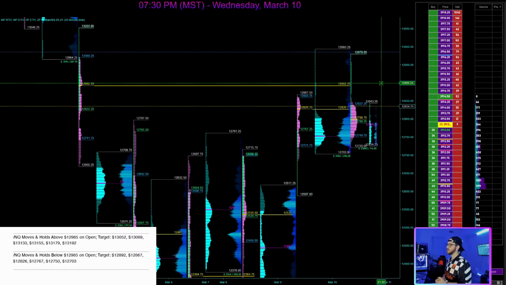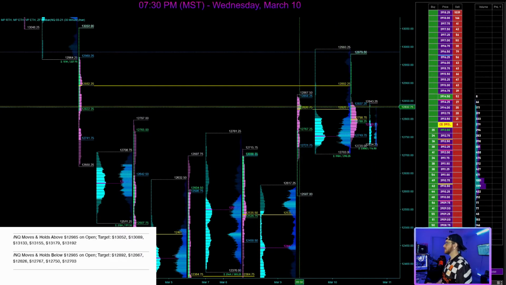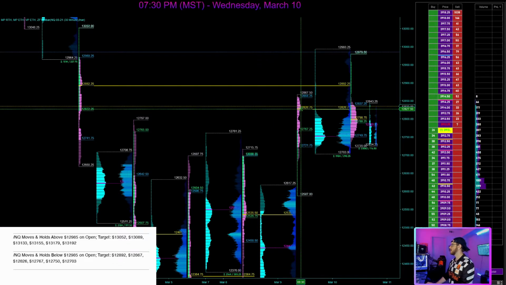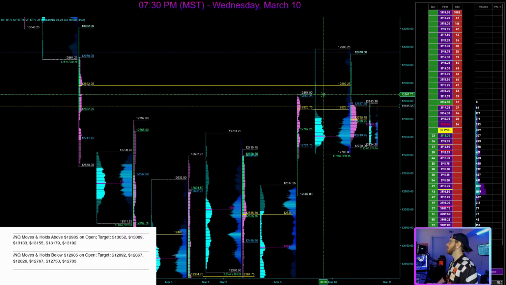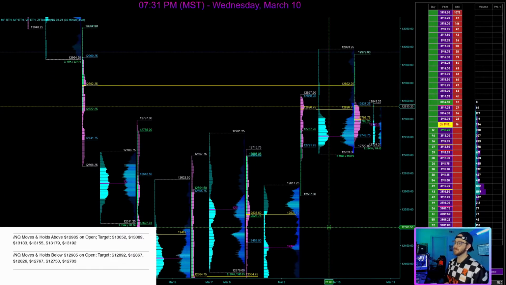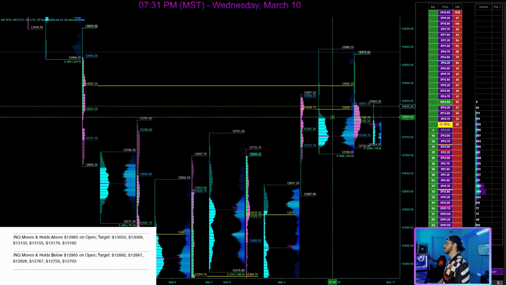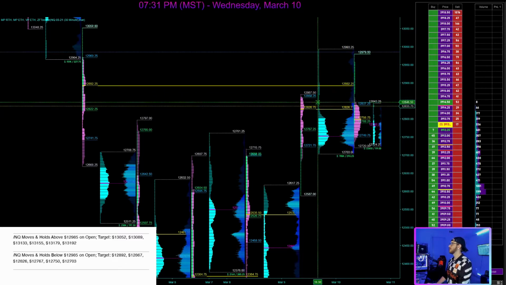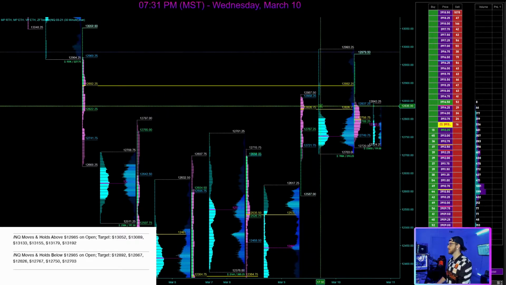Second downside target, 12,867. 12,867 was yesterday's range high. That is the March 9th range high on NQ, and that was as well hit in the initial balance, that opening 1 hour range. Third downside target was 12,826. 12,826 was also hit in the first hour, the initial balance. That was yesterday's point of control.